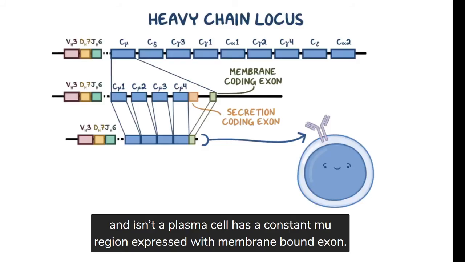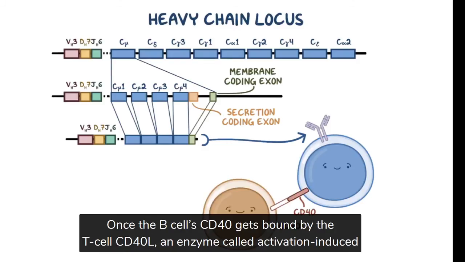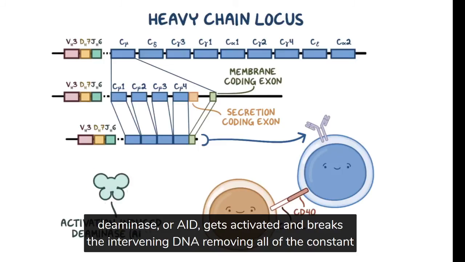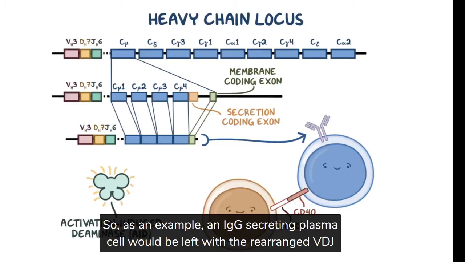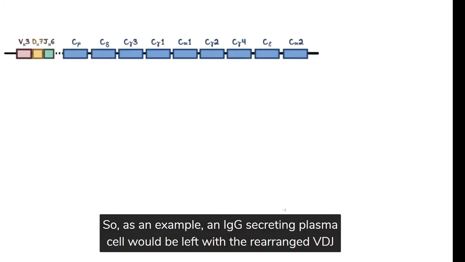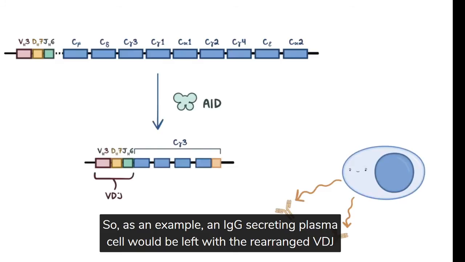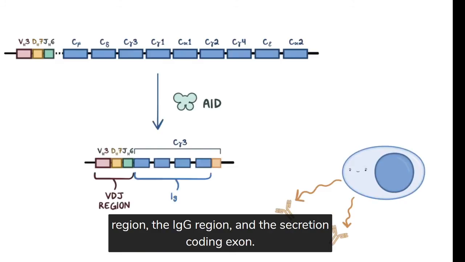Once the B cell CD40 gets bound by the T cell CD40L, an enzyme called activation-induced deaminase, or AID, gets activated and breaks the intervening DNA, removing all of the constant region between the VDJ and the decided-on antibody. So, as an example, an IgG-secreting plasma cell would be left with a rearranged VDJ region, as well as the IgG region and the secretion-coding exon.